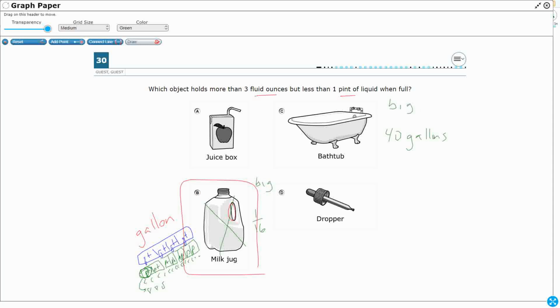That eyedropper looks pretty small, and it's usually measured in milliliters, which is the metric system. That doesn't really help us here, but that's less than 1 fluid ounce. So what we're dealing with, 1/16 of a gallon, is going to be this juice box. If you put 16 completely full juice boxes together, you're going to get kind of close to that milk jug. That's what we have to visualize here. Since a pint is 1/16 of a gallon, 16 of those eyedroppers aren't going to get anywhere near that milk jug. So our answer here is A.